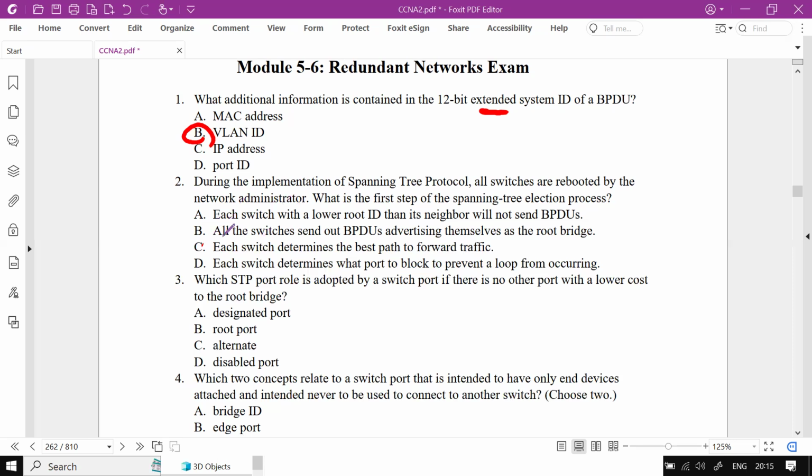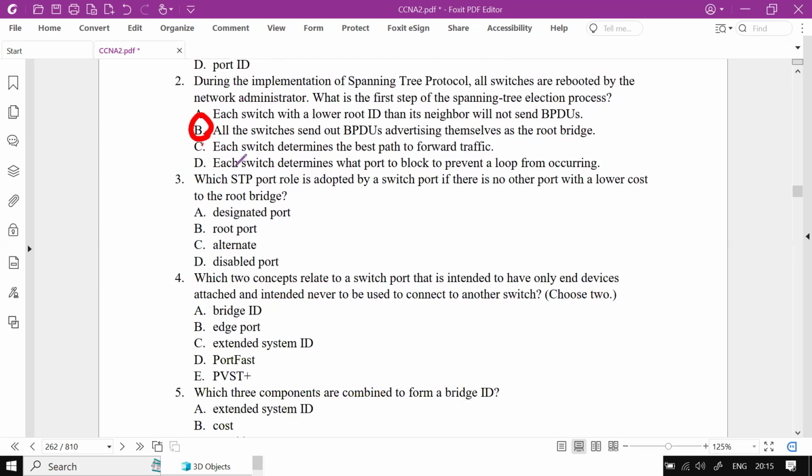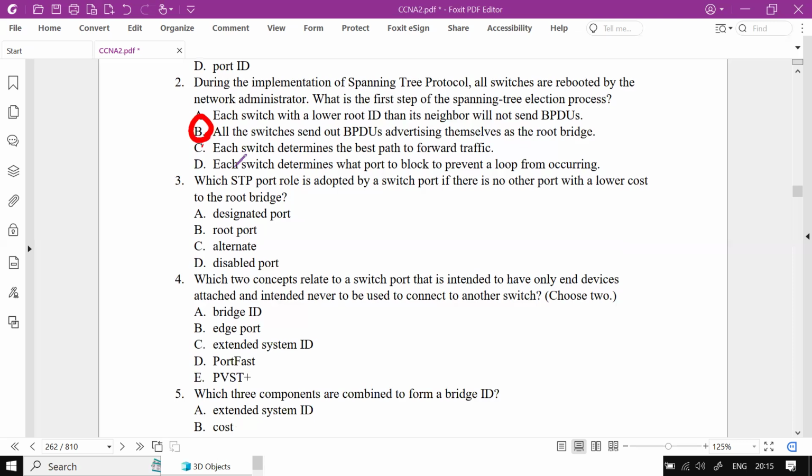So from our answers, B looks like more of an answer. All switches send out BPDUs advertising themselves as the root bridge. They do advertise all of them, but pause for election. Then one is chosen with the lowest priority.